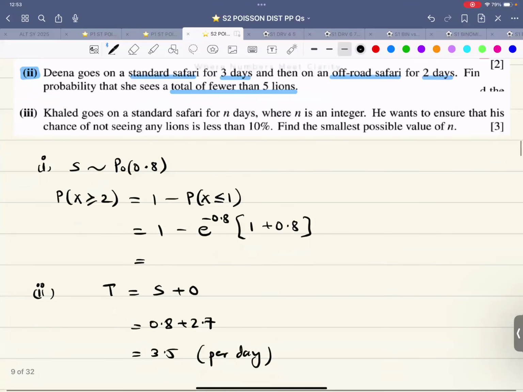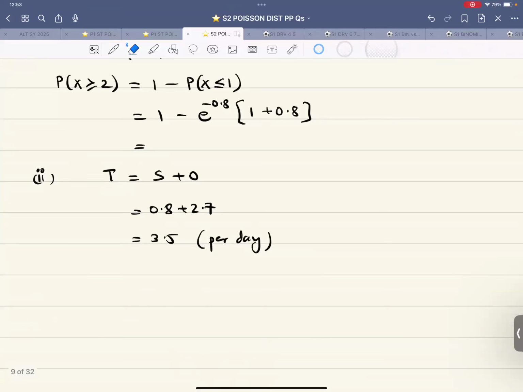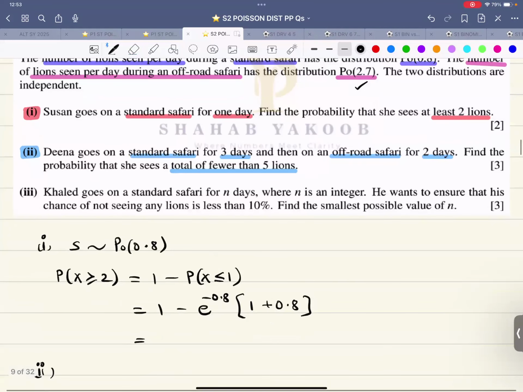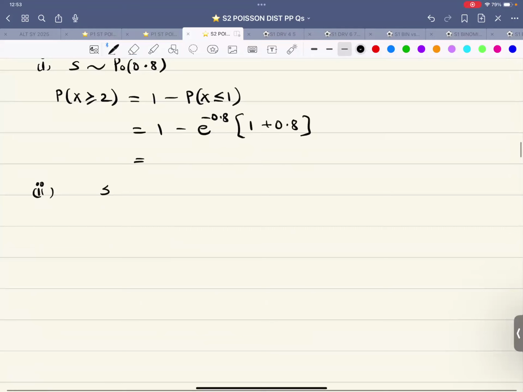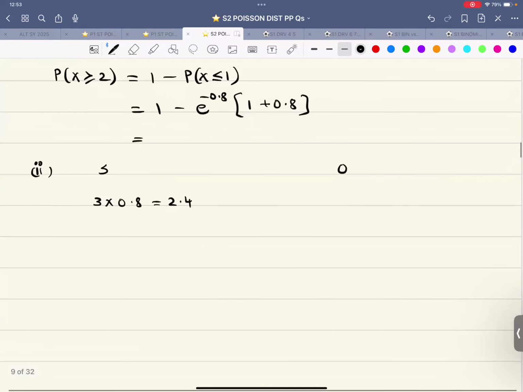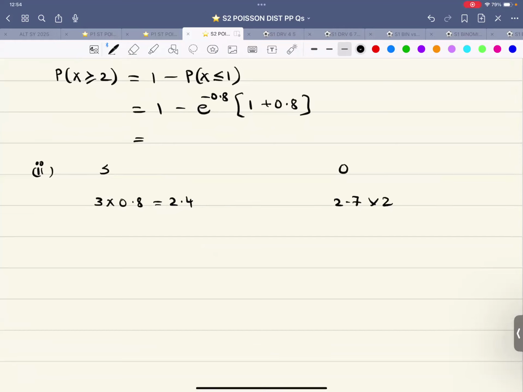The number of days are different. So before I do the total, let me deal with them individually. Standard safari 0.8, that's 3 days. So standard is 3 times 0.8, that's 2.4. Off-road safari, that is for 2 days, that is 2.7 times 2, so that comes out to be 5.4. Now the total is 2.4 plus 5.4, which is 7.8.